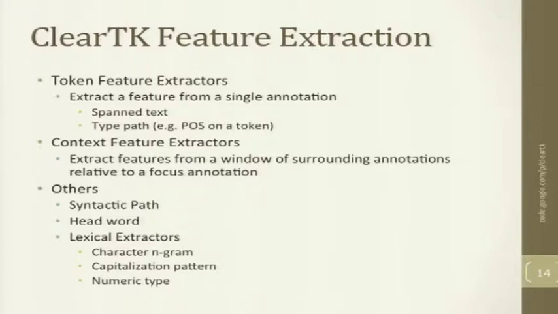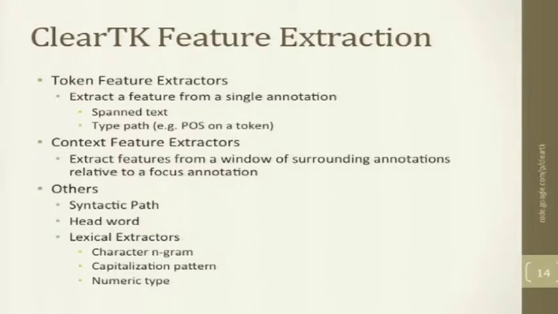The first of these, the token feature extractor, extracts features from a single annotation. So if that's a token, we can extract a feature like something as simple as the actual text of the token, or we can extract lexical features like character-level n-grams, the capitalization patterns, or the presence of particular digits or Roman numerals. And all of those lexical extractors are also included with ClearTK.